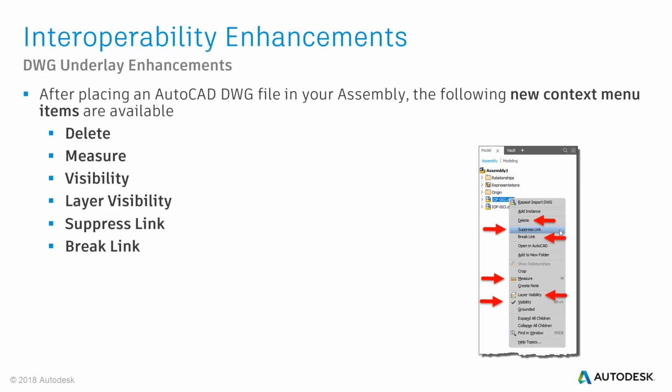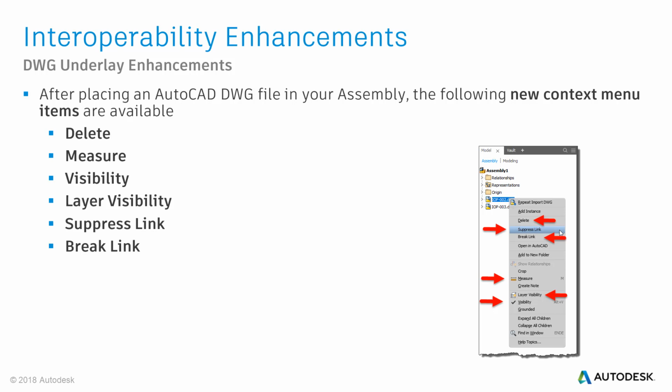Following is a quick functionality summary from top to down. Delete deletes the DWG underlay from the assembly. Suppress Link suppresses or unsuppresses the link to the original DWG file in AutoCAD. This is quite useful in case you don't want to consume changes made in the DWG file. Break Link permanently breaks the link to the original DWG file in AutoCAD. Please note, once the link is broken, you don't have the associativity anymore.